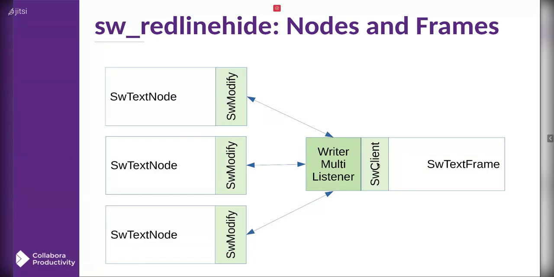And of course, as usual, if the text frame doesn't fit on a page, you get multiple text frames, each of which has this multi-listener set up. So we now have an M-to-N relationship between text nodes and text frames.